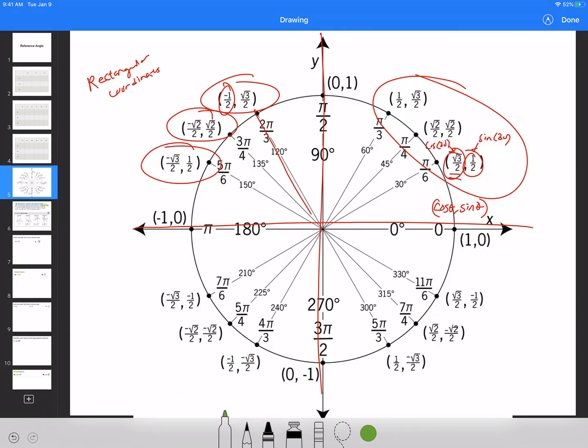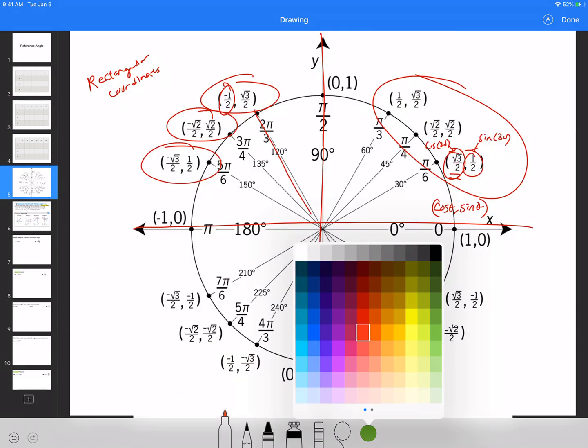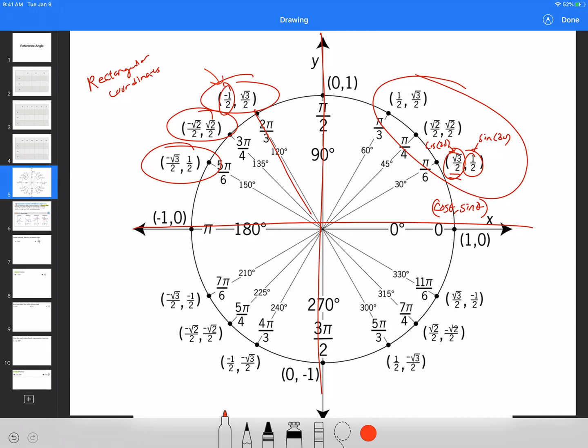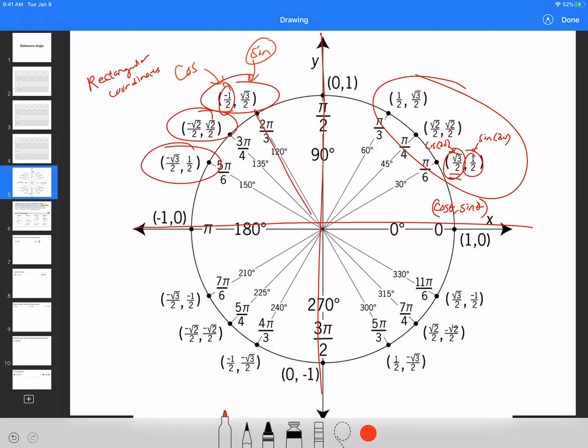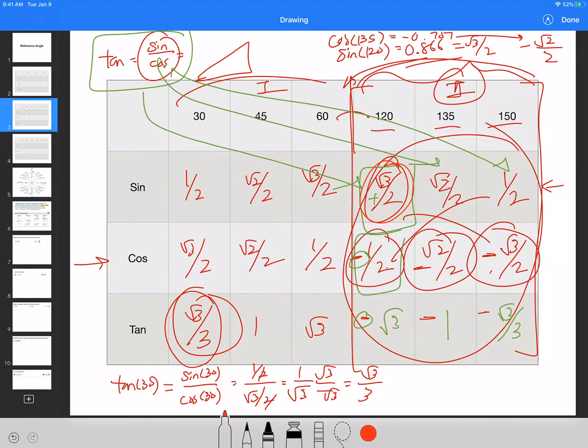Okay, and those values would coincide with this on the unit circle, because the very first value here will be your cosine, and this value will be your sine. So the sine of 120 is positive root 3 over 2, but because we're talking about the negative x coordinates here, you're going to get a negative value for your cosine. Hence, your tangent is also going to be negative.